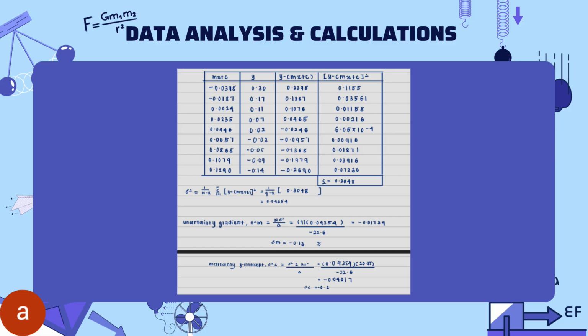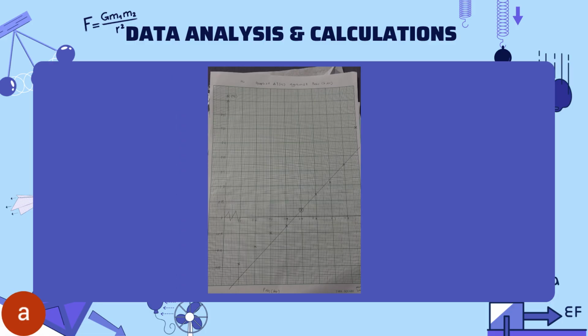So this is the way we need to calculate the uncertainty for the gradient and also the y-intercept by using the least square method. So we can just put the values inside the formula and get the value. This is the graph determined for N2. After we calculate all the values, we can manage to sketch the graph.